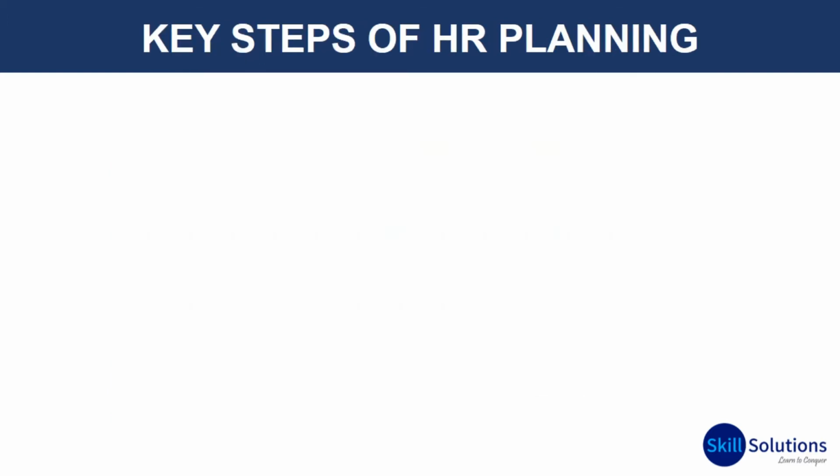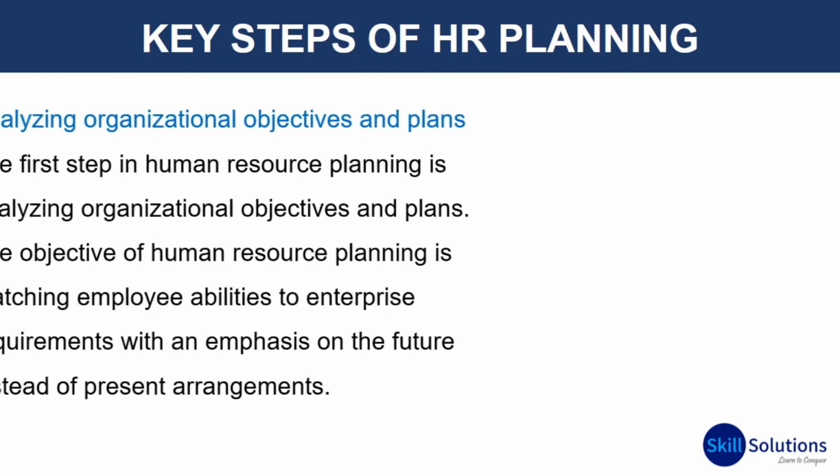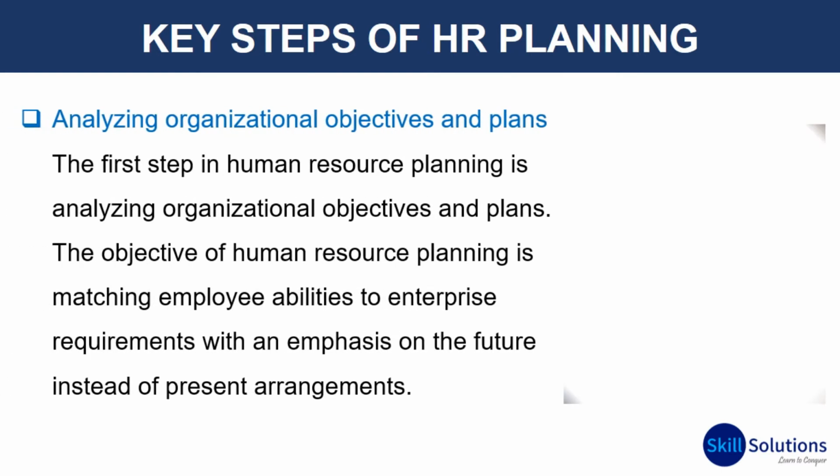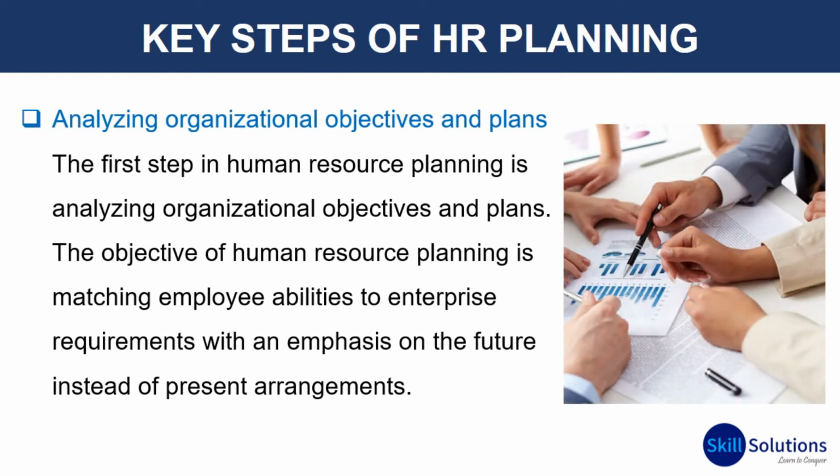Key steps of human resource planning. Analyzing organizational objectives and plans. The first step in human resource planning is analyzing organizational objectives and plans. The objective of human resource planning is matching employees' abilities to enterprise requirements with an emphasis on the future instead of present arrangements.